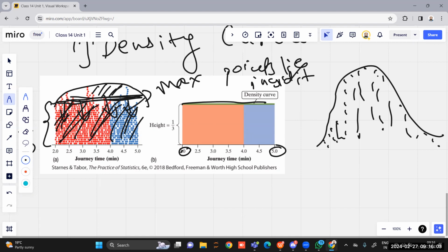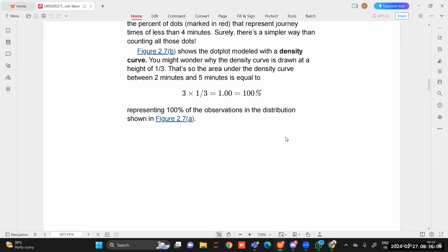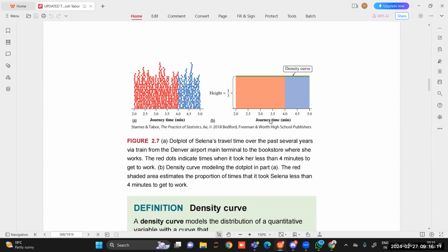We generally don't use a line format. We just draw this curve and end it. If a few points are left behind, no problem. Okay, the dot plot of Selena's travel time over the past several years. She travels by train from Denver Airport main terminal to the bookstore where she works. The red dots indicate times when it took her less than 4 minutes to get to work.